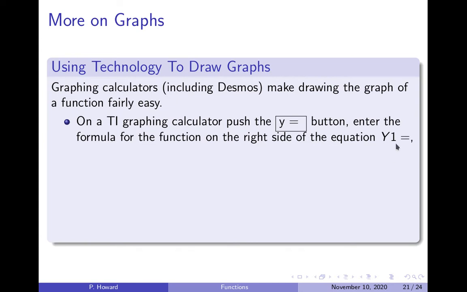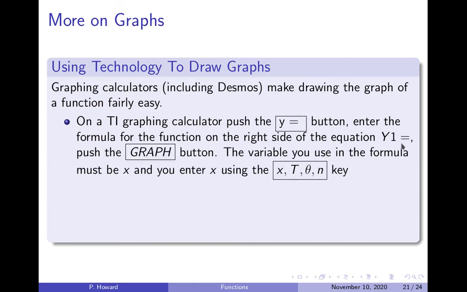We will probably only be using the first. So enter the formula for the function on the right-hand side of this equation. And then you push the graph button, and the graph of the function will appear on the display. The variable that you use in the formula must be an x, and you enter x when you are entering the formula by using the key that's labeled x, t, theta, and n.